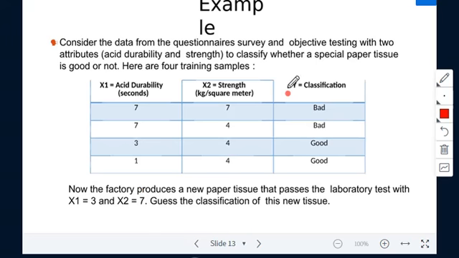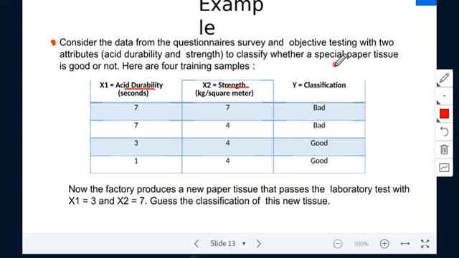So let us take an example. Consider the data from the questionnaire survey. This is the data set from the questionnaire survey, and the objective testing with two attributes. One is acid durability, another is strength.